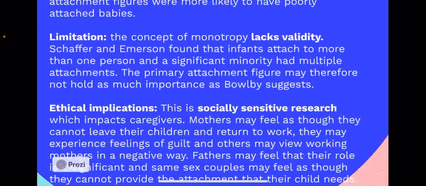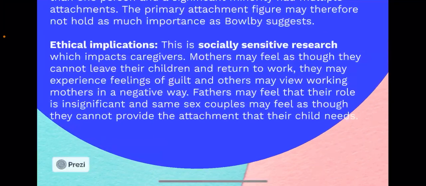A limitation of Bowlby's theory is that the concept of monotropy lacks validity. Schaffer and Emerson found that infants attached to more than one person, and a significant minority had multiple attachments. So Bowlby's idea that you have one special bond, and Bowlby's original research was interpreted as this special bond should be the mother, lacks validity according to other opposing research.